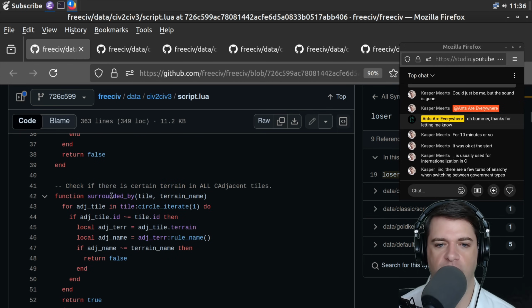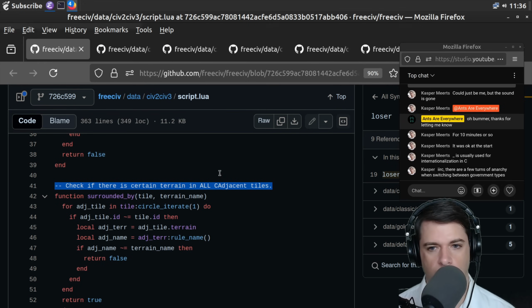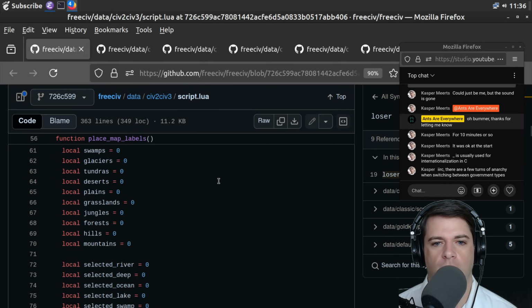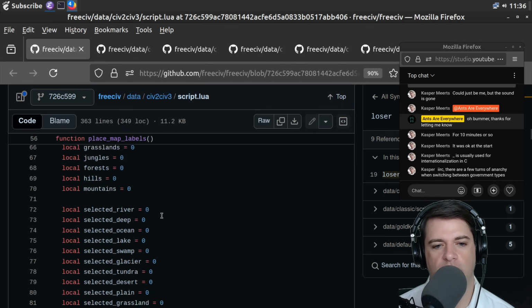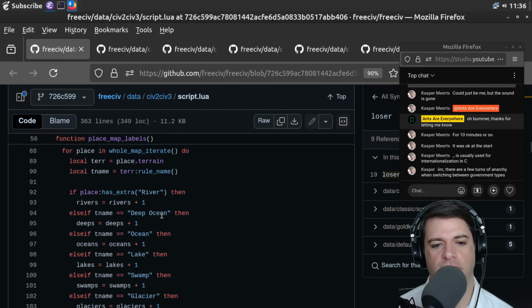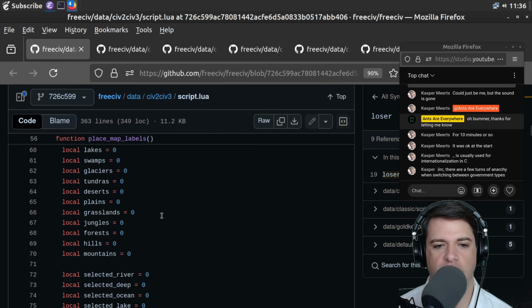We have this function surrounded by. Check if there's a certain terrain in all adjacent tiles. I don't know if C adjacent is a typo. And so on. So these are like helper routines to do things like replace tiles, check if tiles are surrounded by other tiles. There's a big else if statements about grasslands and stuff like that.